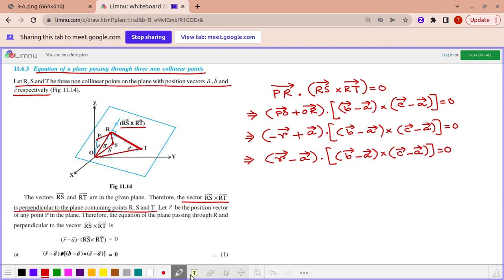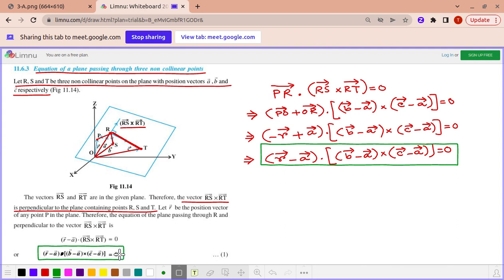So this is the required equation. This is the required vector equation of a plane passing through 3 non-collinear points whose position vectors are A, B and C. So this is the vector equation. I hope it is clear, and that same equation is actually mentioned here, correct.